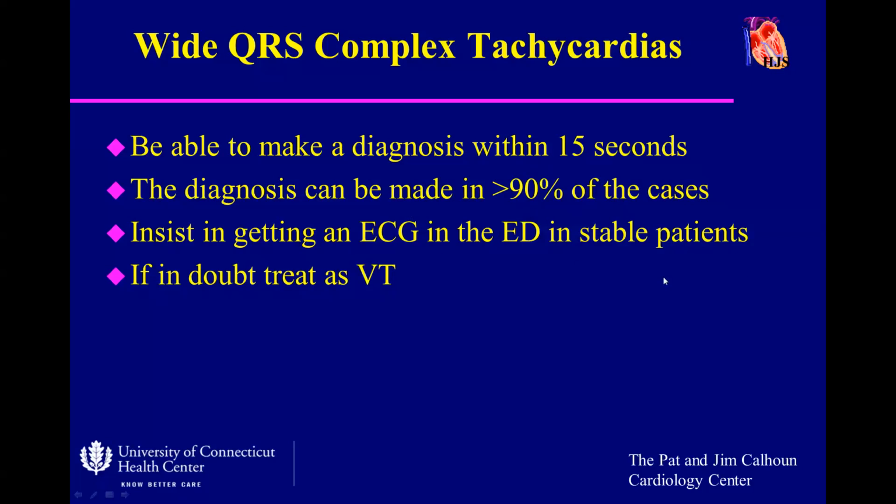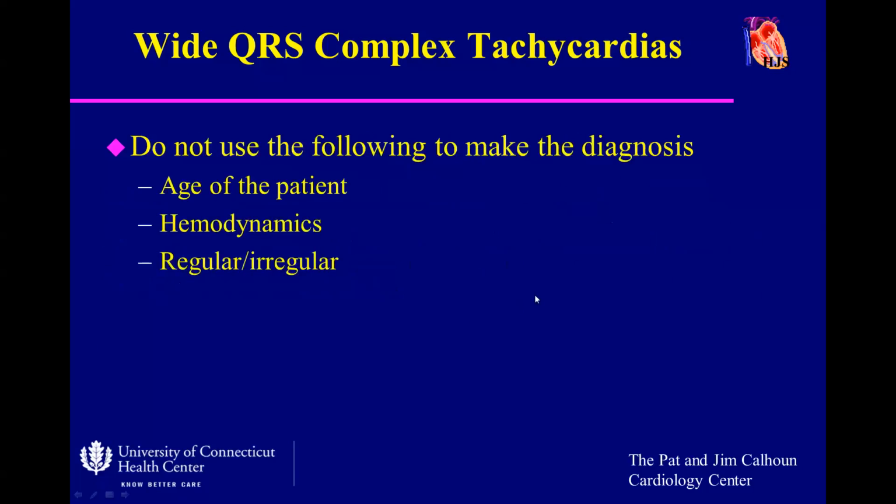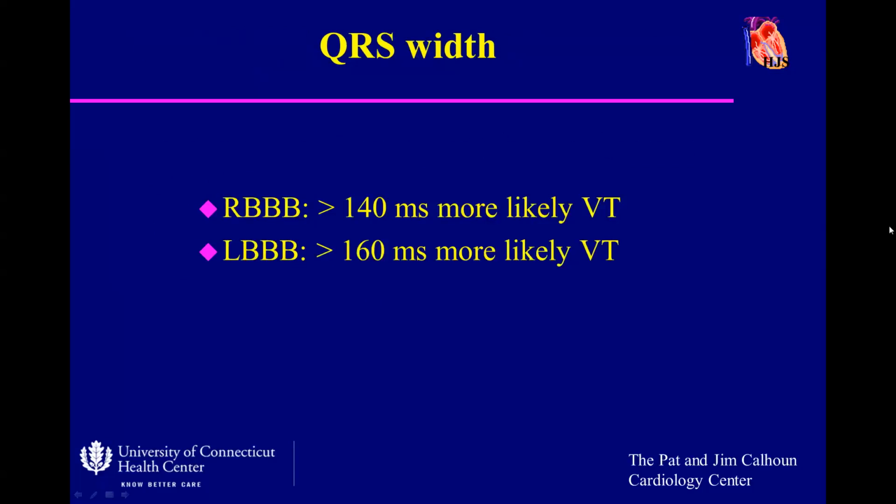If a patient is stable with a wide complex tachycardia, please get the ECG. Don't let the emergency department physician shock those patients out if they are stable, because we need to have this ECG if you want to ablate this tachycardia later on. If you doubt, always treat it as VT. Do not use these criteria for making the diagnosis: age of the patient, hemodynamics, regular or irregular. In general, tachycardias will get regular over time, but at the beginning and at the end, they might be a little bit irregular. Okay, so let's go over some criteria for how you make the diagnosis.